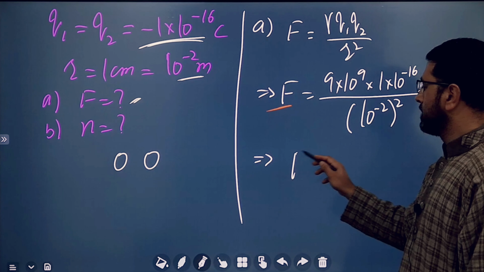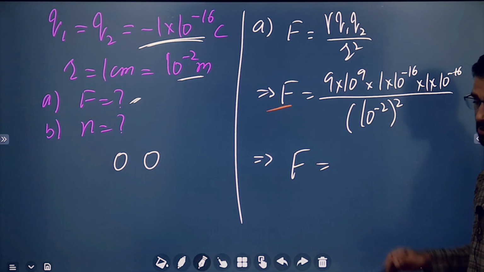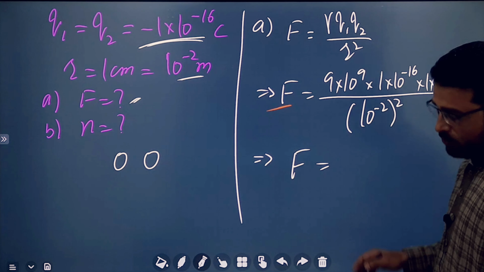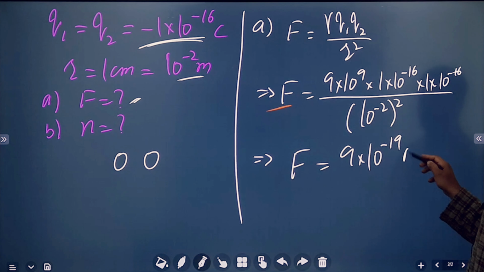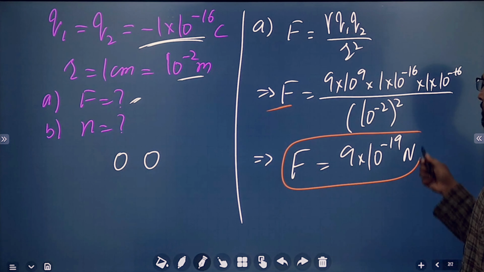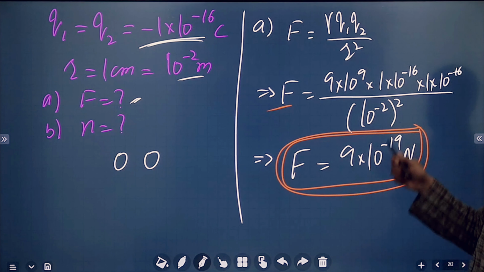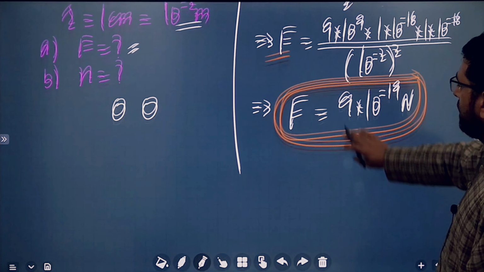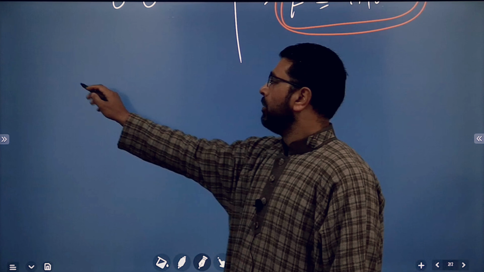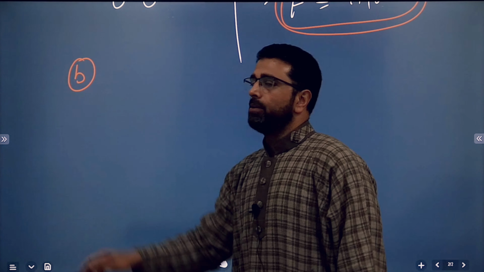So this implies F is equal to, now I have worked this out, F comes out to be 9 into 10 to the power minus 19 newtons. So this is the force between the two drops. Now, in part B, we have to find the extra number of electrons.